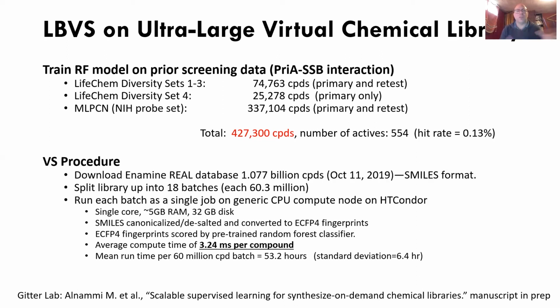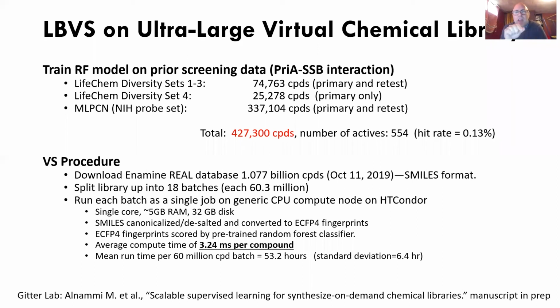So in our procedure, just to test this out, actually this was prospective, we downloaded the real database, the Enamine database. It's about 1 billion in SMILES format, the short ASCII descriptions of the molecular structures. We split this into 18 batches of 60 million SMILES. And then on each single compute node, we would convert the SMILES into fingerprints and then evaluate with our pre-trained classifier that was trained on the 430,000 compounds.